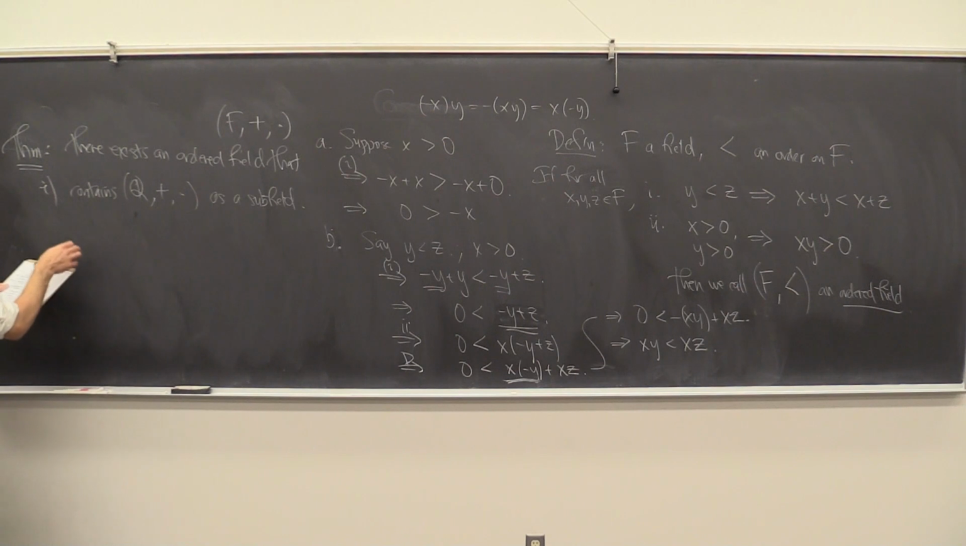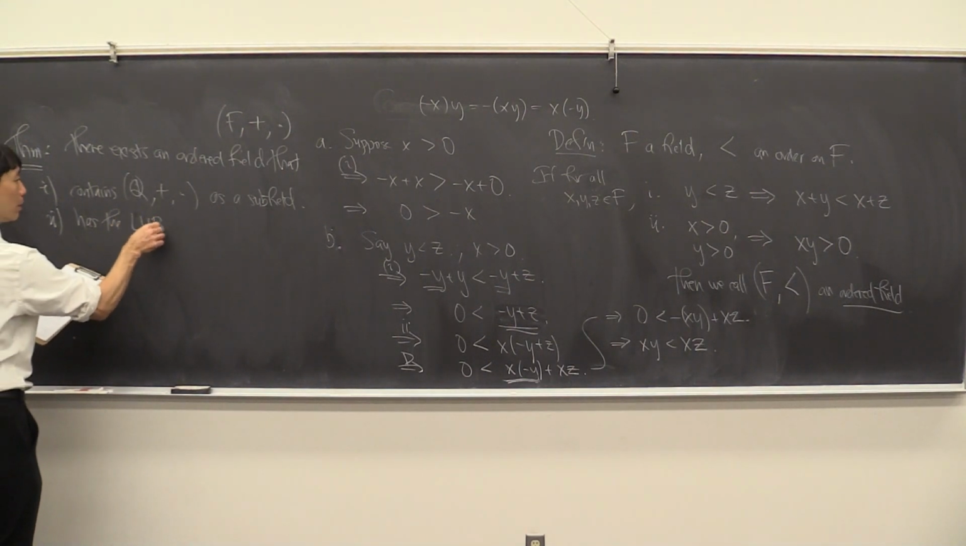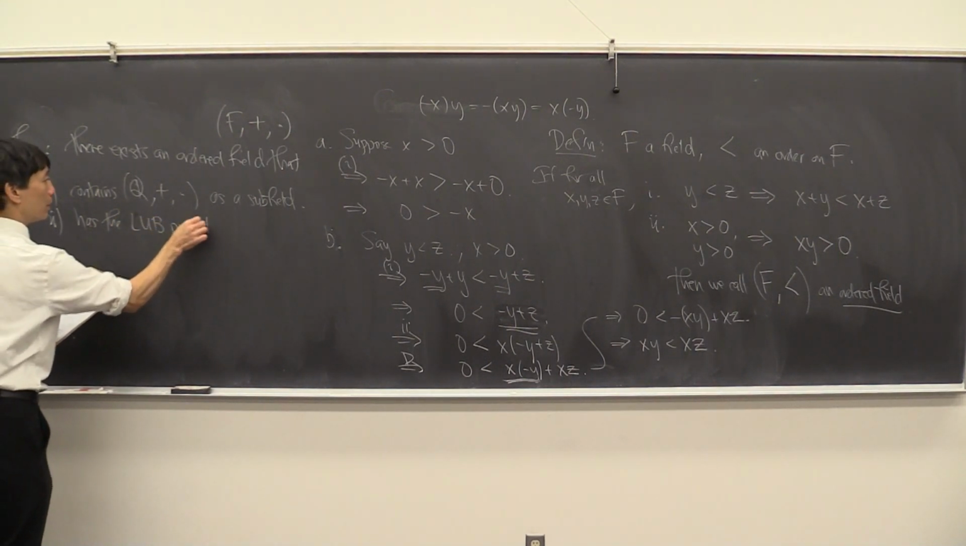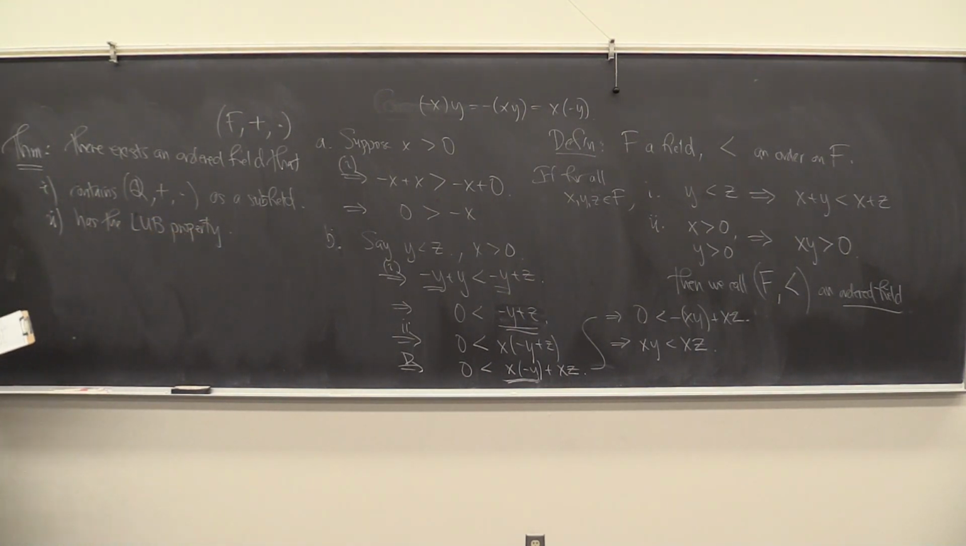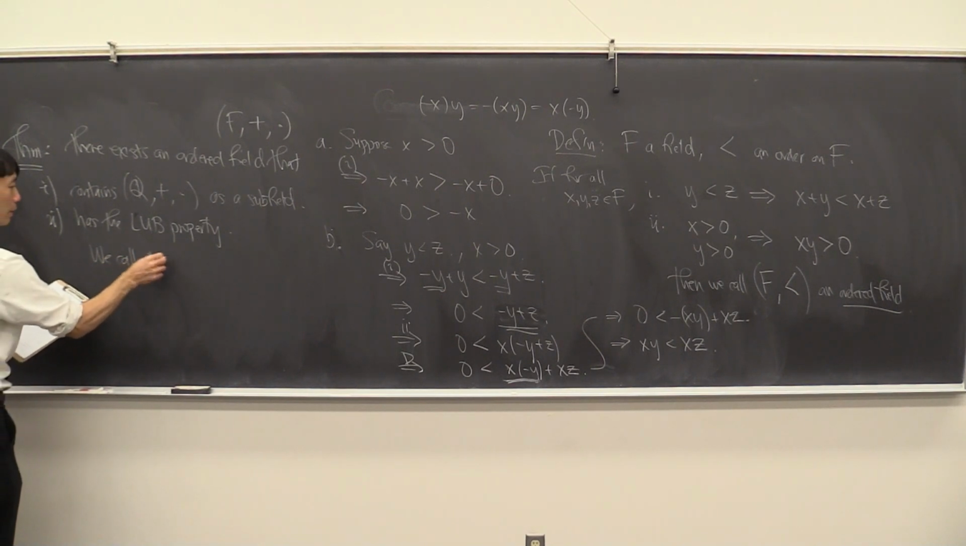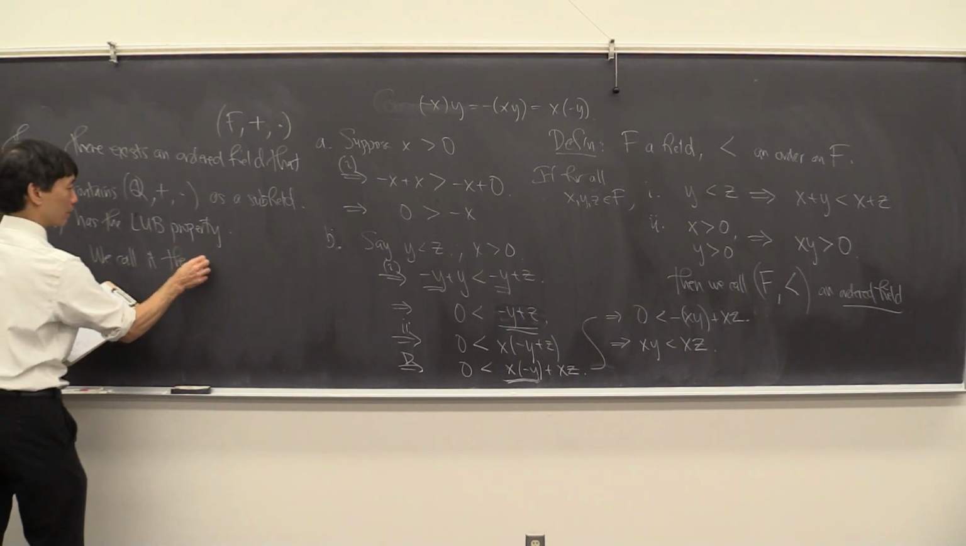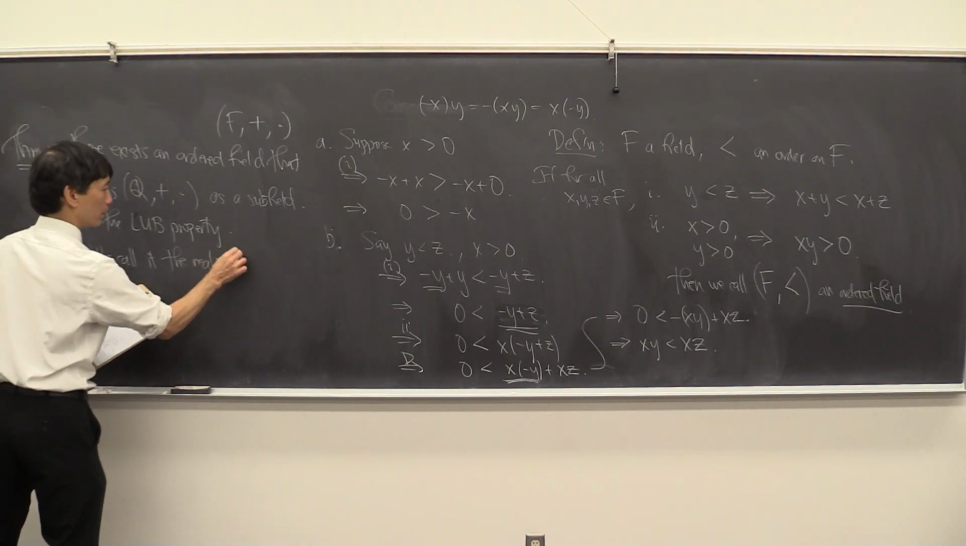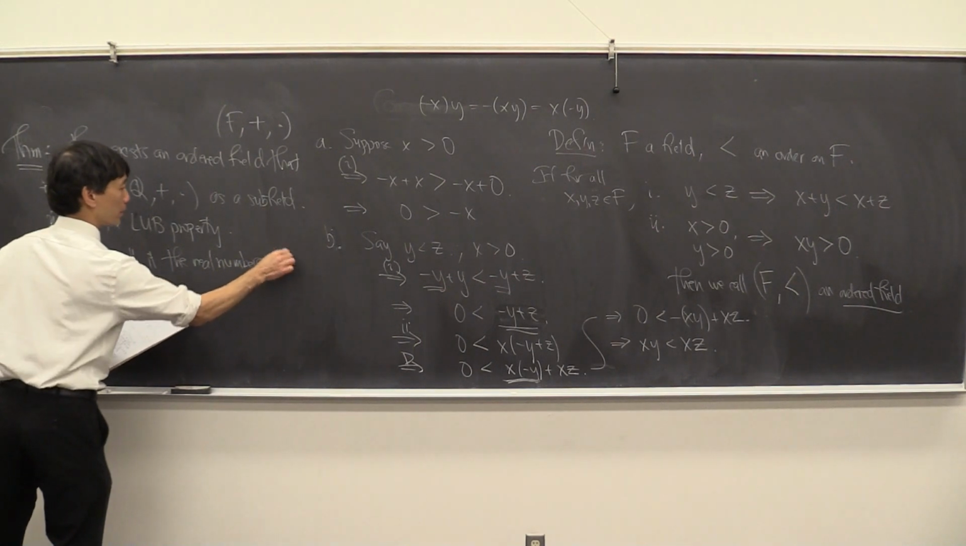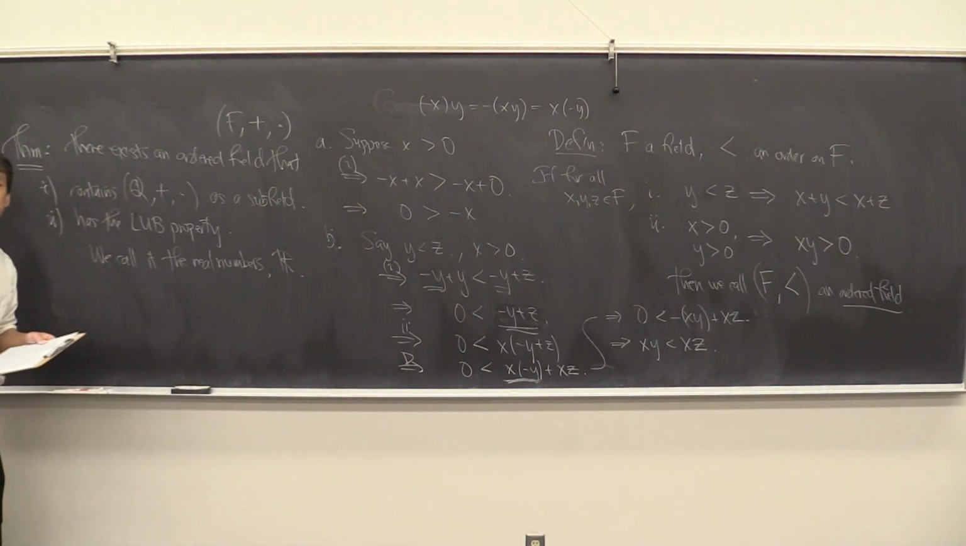Okay, and 2, it has the least upper bound property. Okay. So there is such a field, and we call it the real numbers, R. Okay, so there is such a field.